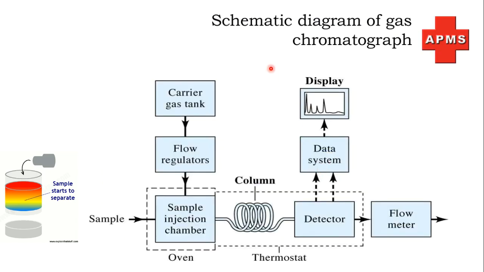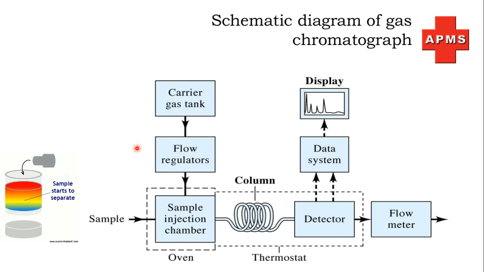Now this is the schematic diagram of a gas chromatograph. Chromatograph is the instrument name, and chromatogram is the curve we have seen for octane and nonane, the peaks in graphical form. That curve is the chromatogram, and this instrument is the chromatograph.